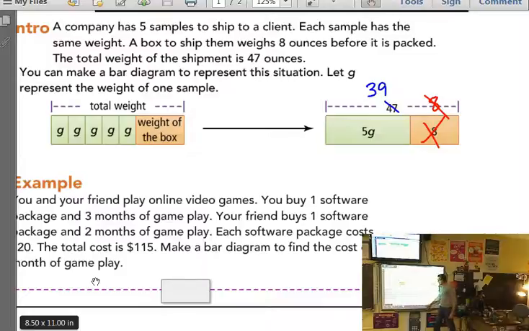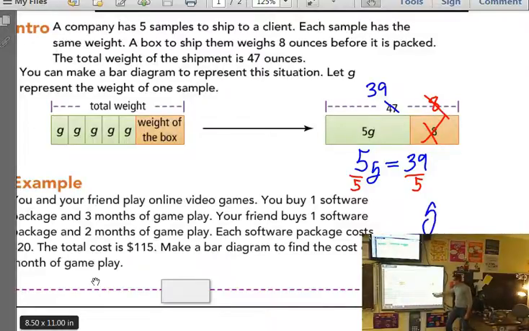So now what we have is 5G equals 39. How do I then solve for G, Sean? You have to divide by 5 on both sides. We have to divide by 5 on both sides. Guys, think easily. If this was 40, what's 40 divided by 5? 8. But it's 1/5 under that, so it's 7.8.